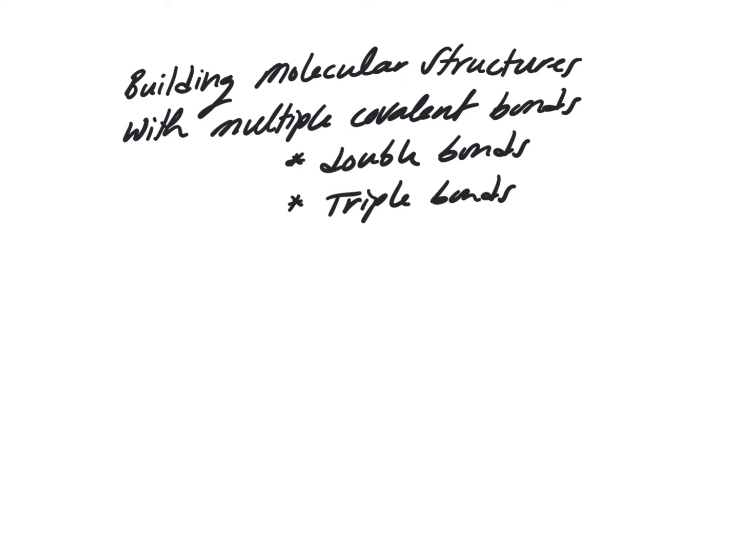Really, the steps are going to be the same as what we were following before. We're just going to run into a situation where we haven't made the octets that are needed, and we need to use double bonds to make that happen, or maybe triple bonds. All right, let's get started with our first example. Let's go with carbon dioxide.